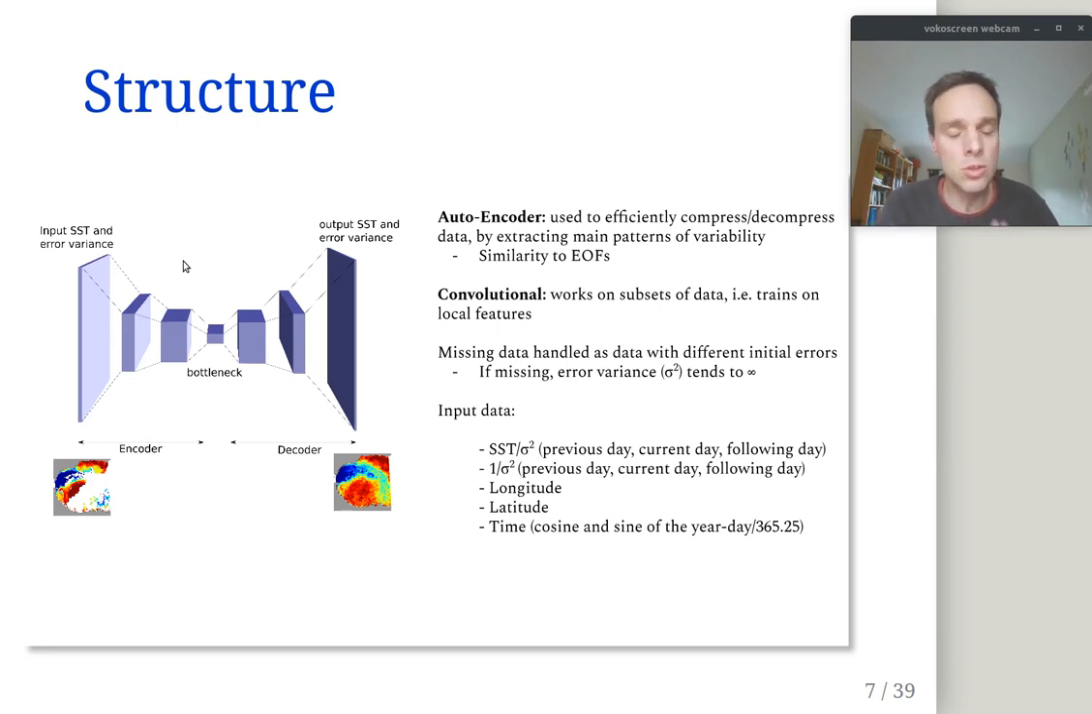The input data is not just a single image, as I mentioned before. It is the image divided by its error variance and the inverse of the error variance. We also included the SST from the previous and the next following day in order to use the time dimension as well in the analysis. And we also include information about longitude, latitude and time.